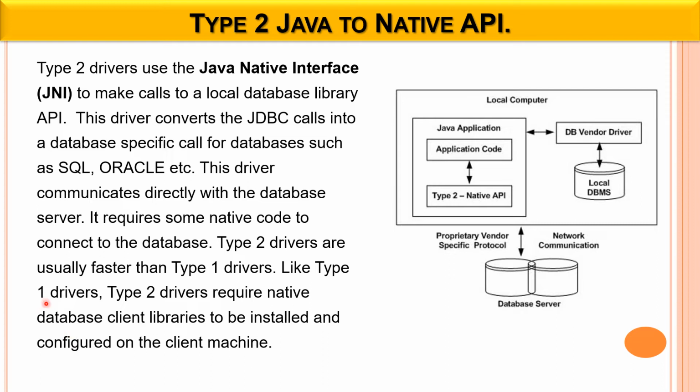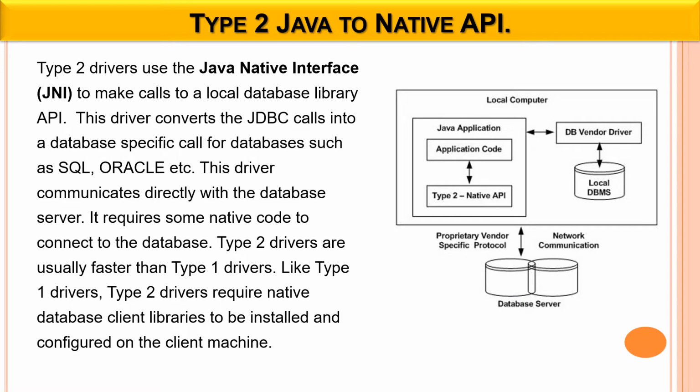Like type 1 drivers, type 2 drivers require native database client libraries to be installed and configured on the client machine. On the right hand side, the figure shows the local computer getting connected with the database server, where the Java application has the application code and the type 2 DBMS driver, and this driver gets connected with the database vendor driver located on the local DBMS. So that is the client machine.